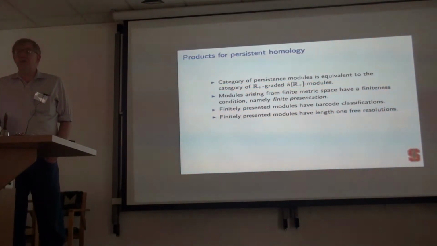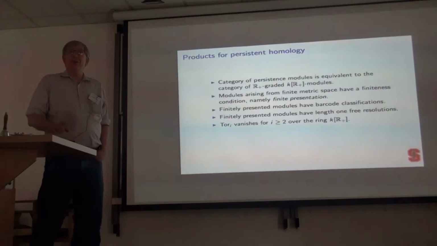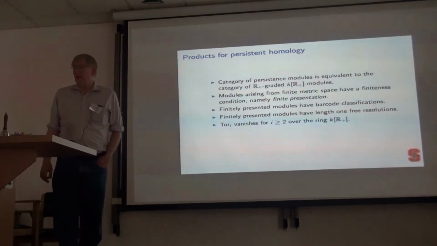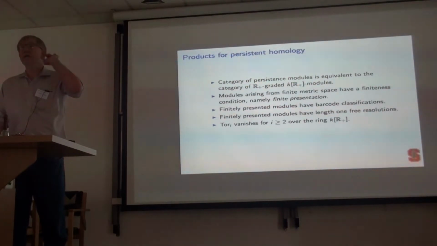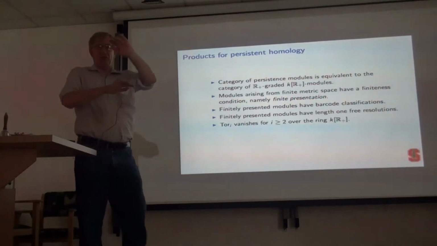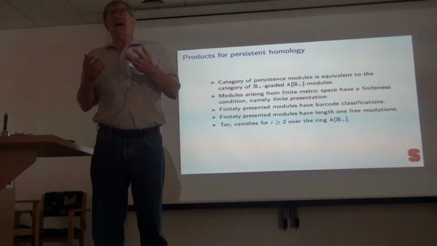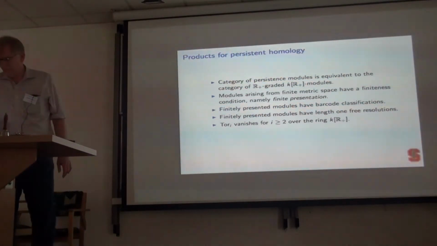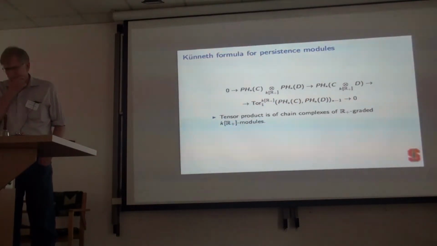And it turns out here that finitely presented modules have length 1 free resolutions. And also that Tor, the derived functors of tensor product, vanishes for i greater than or equal to 2 over this ring. Yeah? So in terms of the spectral sequence, what are the implications of that? The implications are that the spectral sequence has only 2 lines, and that in fact the same thing that happens over the integers happens in this setting. So there's actually a split exact sequence in exactly the same way.